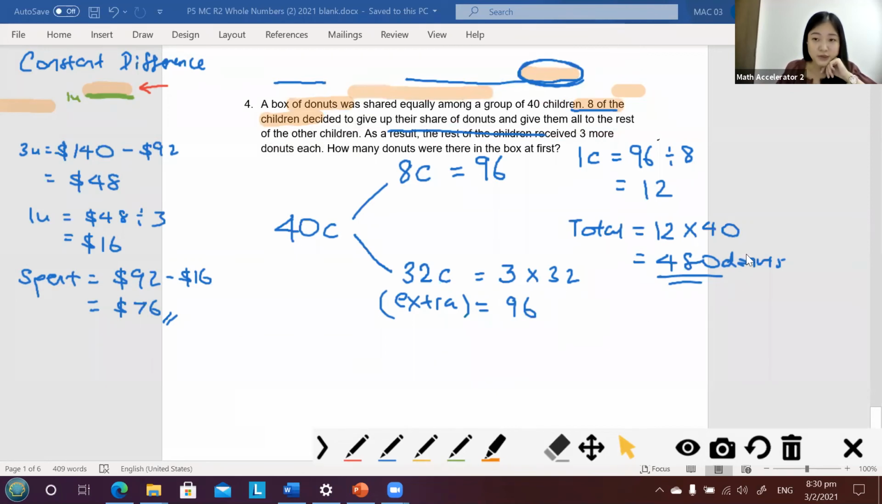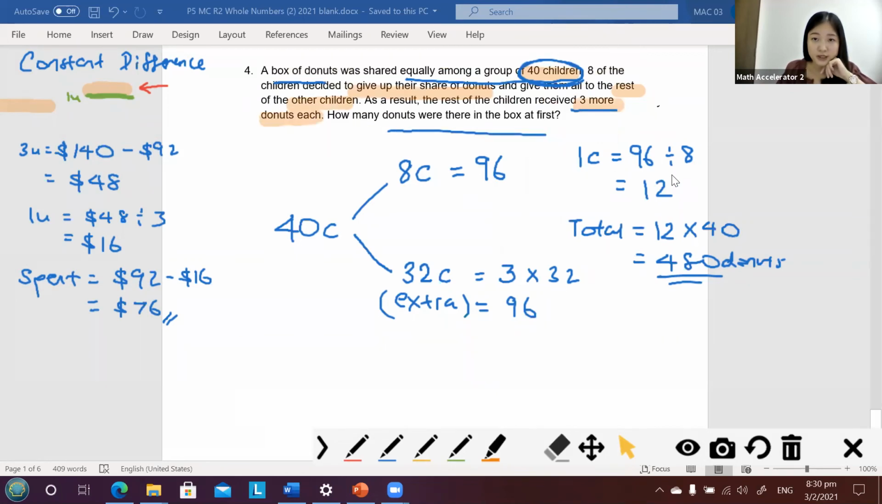Why do you need to multiply by 40? Because 12 is for one child. You have 40 children. You want the total number of donuts at first. The total number of donuts is split among the 40 children. So if you know that one child has 12, it means 12 times 40 will get the total number of donuts. Because 480, you must divide it among 40 children so that each of them has 12.